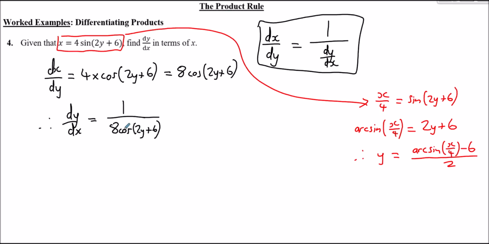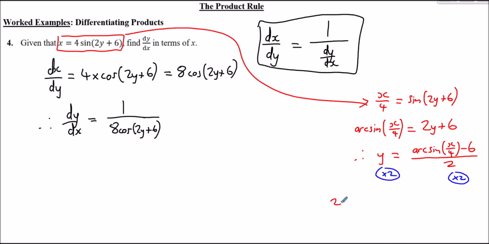But here we would need to work out cosine of 2y plus 6. Here we worked out what y is. So now we've got y. What we can do is change this into 2y plus 6. So this is what y is. So now we can just multiply by 2 to work out what 2y is. So times both sides by 2.